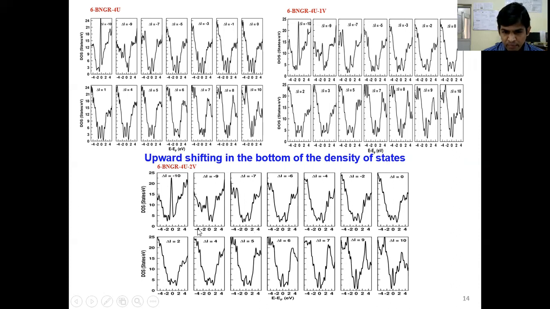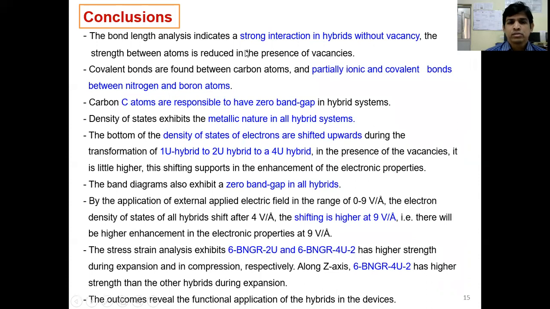So by applying the strain as well as the electric field, the density of states are shifted based on how much electric field is applied and how much strain is produced. A single atomic layer is transformed into 2D layers, 3D and 4 layers, and produced single and double vacancies. It is observed that without vacancy, it shows the higher strength.